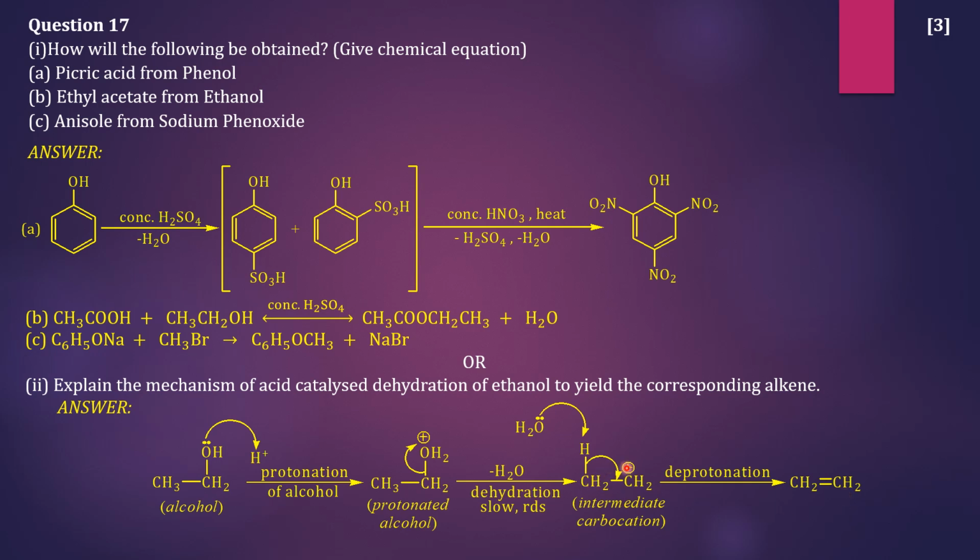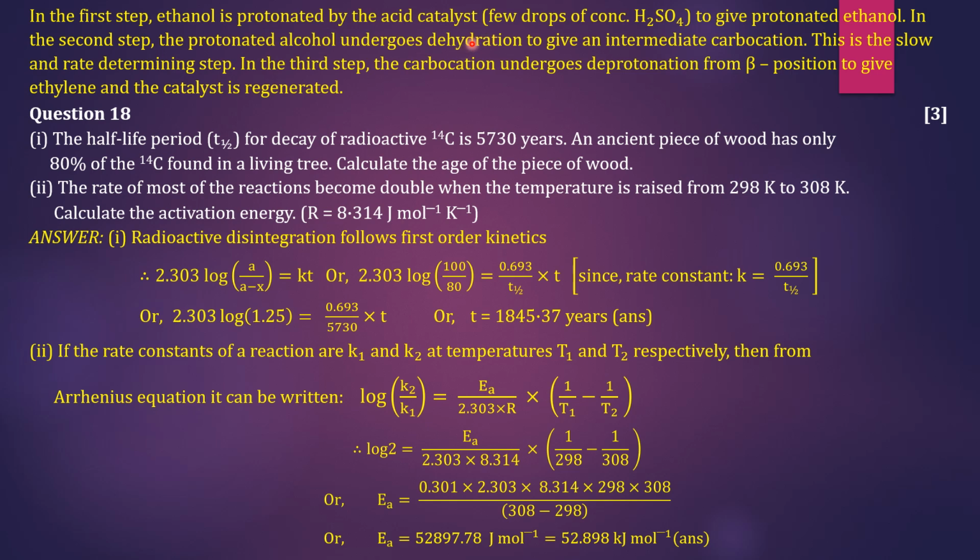Here the formation of the carbocation is the rate determining step. You can explain the mechanism further, I will show it in the next slide, but if you write this much, that will be sufficient. Here I have explained the mechanism, whatever I said in the last slide.